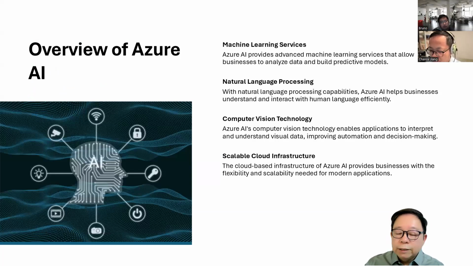So what is the overview of Azure AI? Azure AI provides a range of services, including machine learning services. Azure AI provides very advanced machine learning models. So instead of building your own LLM, you are able to make use of the machine learning services, which allow you to look into the data and analyze. Eventually, you can build your own predictive AI models. That is why you want to implement Azure AI in your business.